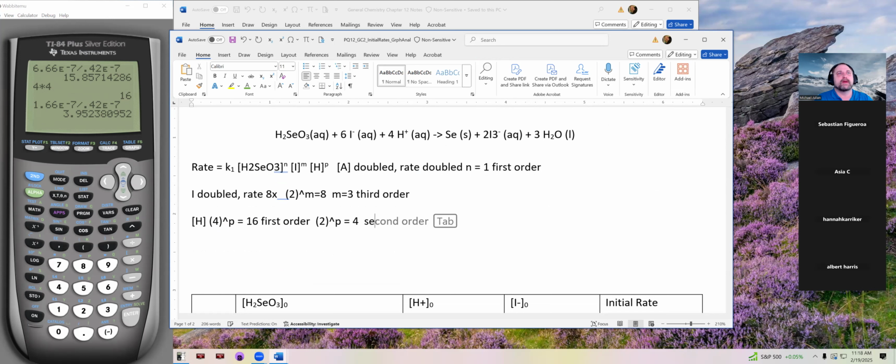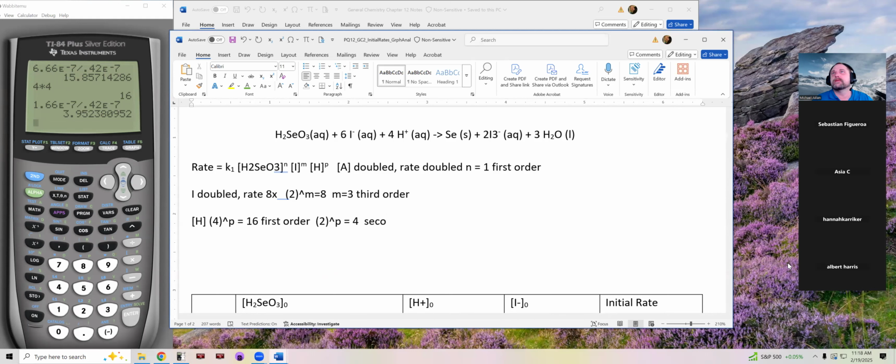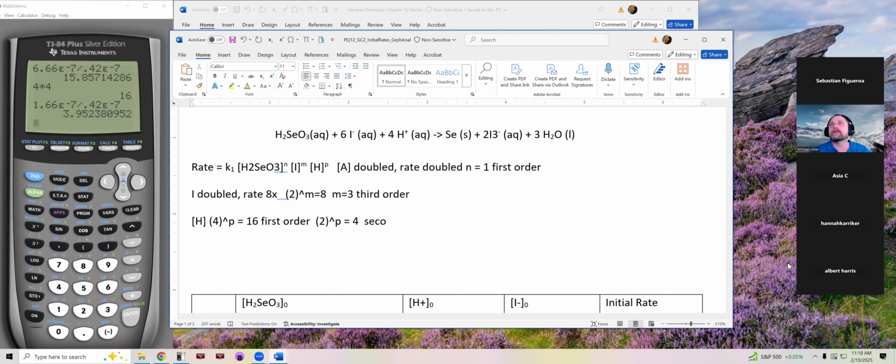This is actually second order. The problem is I can't see chat. Somebody is yelling at me in chat. Nope, that doesn't show me. I don't know.